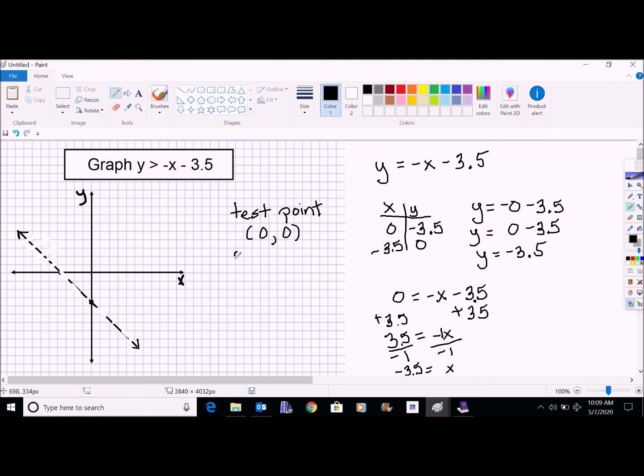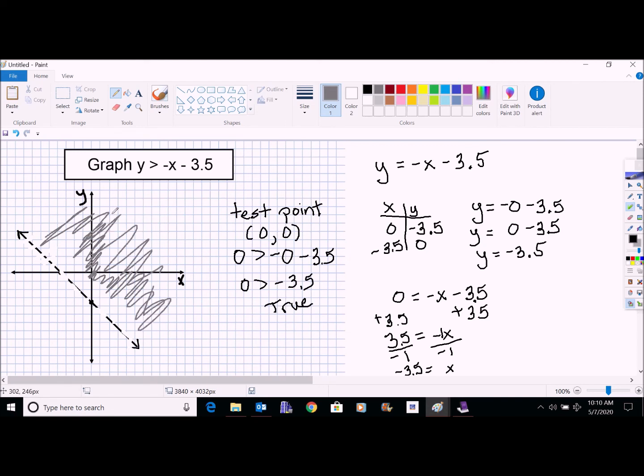My y value is 0. 0 is greater than negative 0 minus 3.5. 0 is greater than negative 3.5. That's true. And I'll give you a hint. Most of the ones they gave you on this are true because this is the very beginning steps for you. So 0, 0, my test point right here, y is greater than negative x minus 3.5, because there's where the 0 is. So all the points over here where 0, 0 lives are where all of the answers are living.